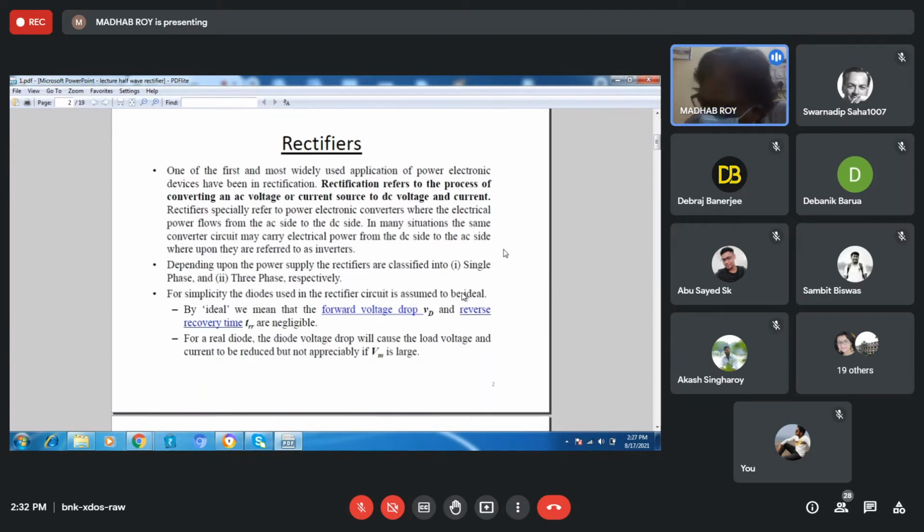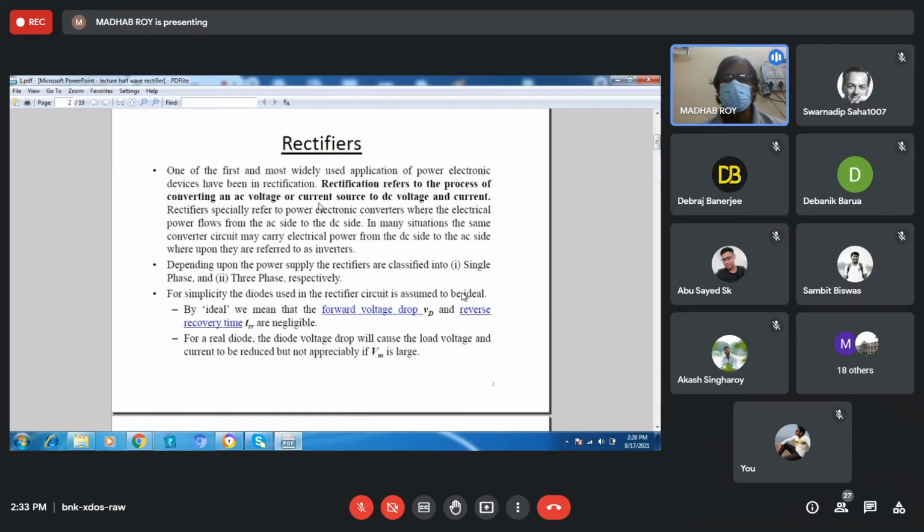Do you have any idea what reverse recovery time is? Yes, sir. Okay. Every diode must have some reverse recovery time. That is very small, but it must have it. It is very small or negligible in the case of an ideal diode. But for a real diode, the diode voltage drop will cause the load voltage and current to be reduced, but not appreciably.